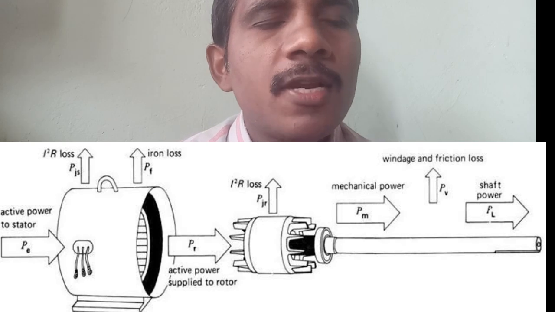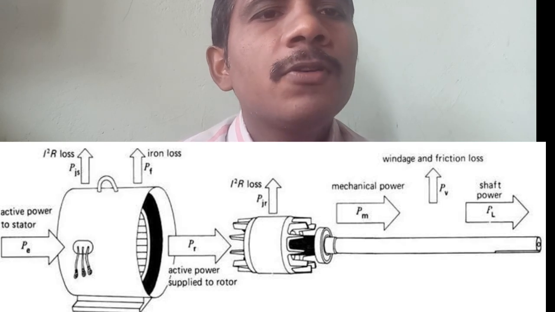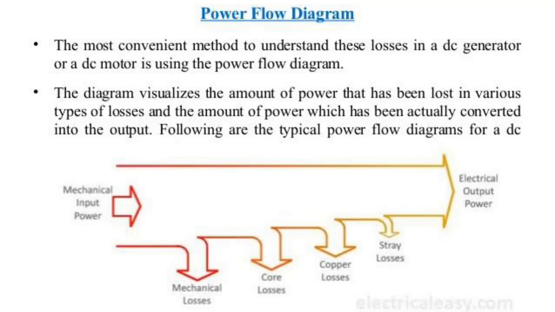The same reverse principle we apply for a generator also. We give mechanical input to a generator. After that, some mechanical losses will take place, and in the magnetic field, some field losses. Finally, we are getting electrical output after overcoming all the losses.